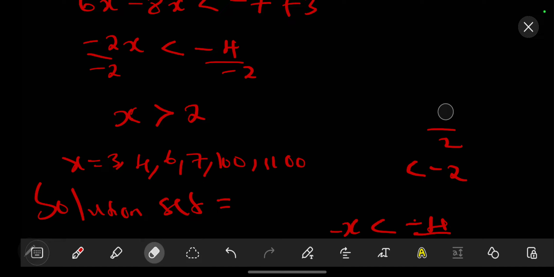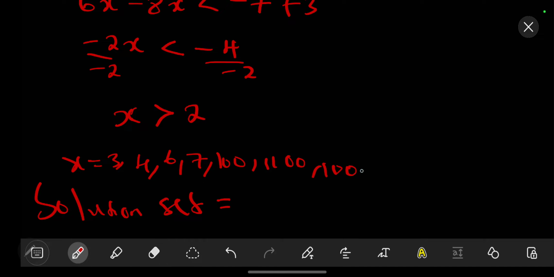Now the problem is that we don't know what could be the highest possible x value. It could go on to say we might have 1000. All these are values that x can take. So to give this in interval notation, take note that x should be greater than 2, meaning 2 should not be included. To show that 2 is not included, we use this open bracket. This open bracket means 2 should not be included.